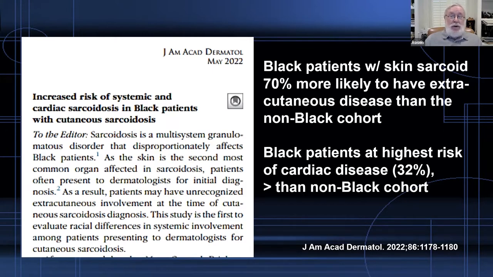It's an important point. You may say, oh, you have skin disease. Are you short of breath? No, I'm not short of breath. Okay, you can't just leave it there. They need to be worked up. And the cardiac disease, as I have just said, may be silent.